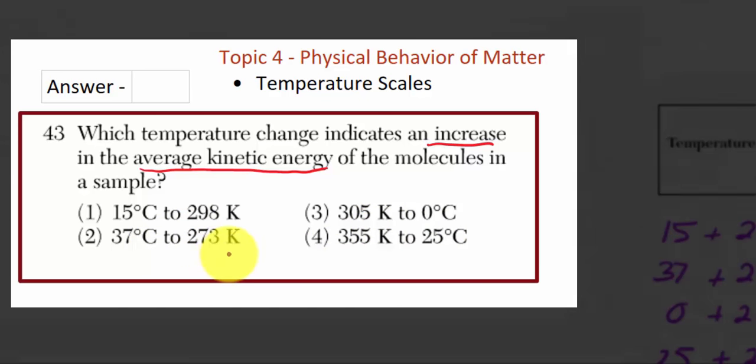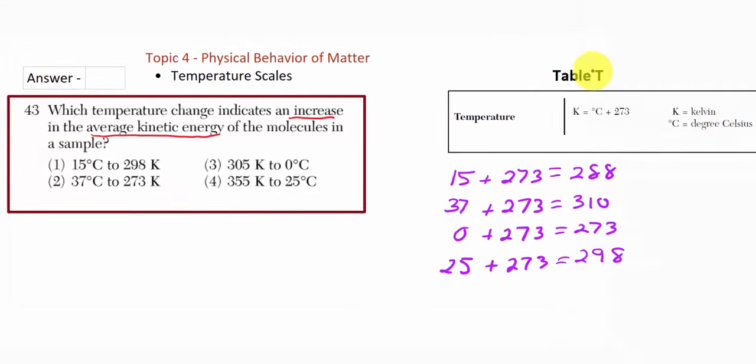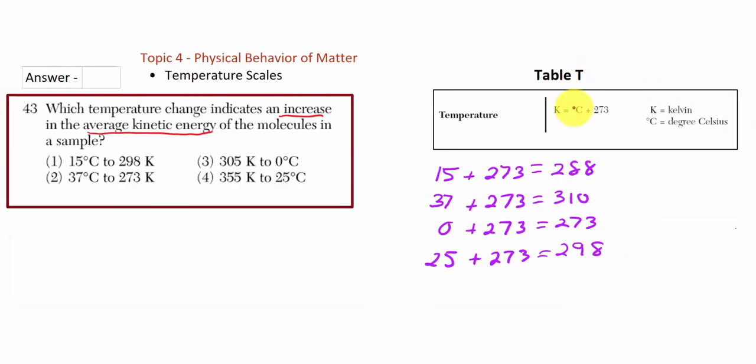So in order to compare the temperatures to see which one shows an increase, we're going to have to convert the temperatures. Table T gives us the key to understanding how to convert the temperatures. If you want Kelvin temperatures, all you need to do is add 273 to the existing Celsius temperature, and you'll have the Kelvin temperature. I've done that for all of the conversions necessary in this problem.